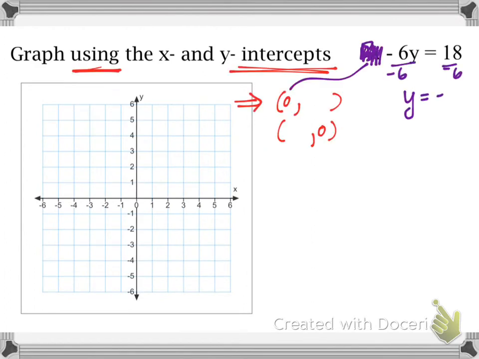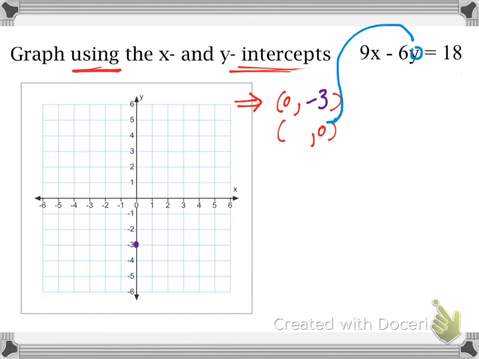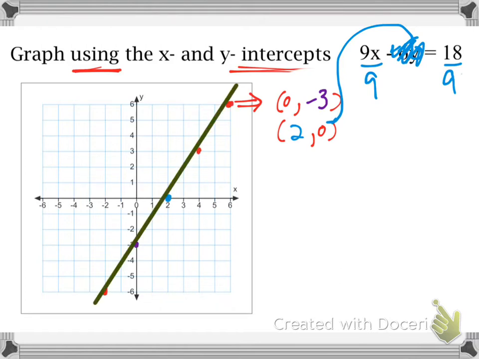So divide both sides by -6, and we get a -3 for the y. So we plot that. All right, solving for the x-intercept, I plug 0 in for y. So then I'm solving 9x equals 18, which means I get a 2 there. Plot that point. And then I'm going to continue the pattern and connect the dots. So notice it went up 3, forward 2. I continued that pattern as much as I could fit on the grid.